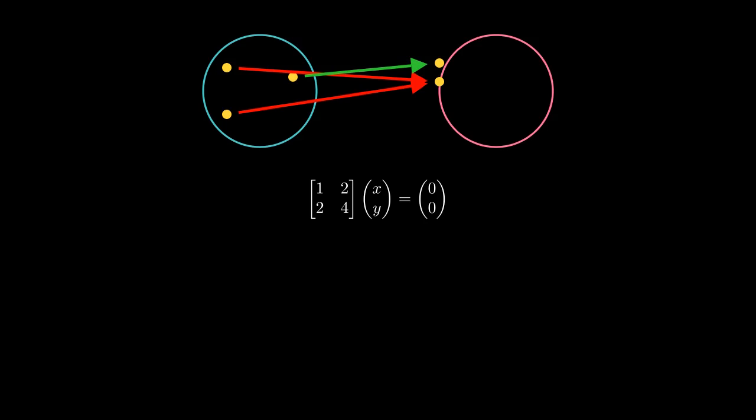Let's find the kernel by solving A times x equals 0. This gives x plus 2y equals 0 and 2x plus 4y equals 0. From the first equation, x equals negative 2y. The kernel contains infinitely many vectors of the form negative 2t, t, therefore not one-to-one.